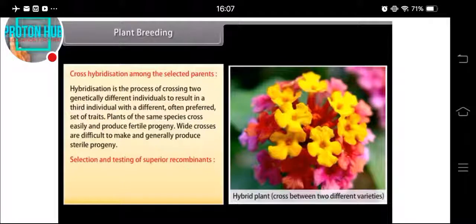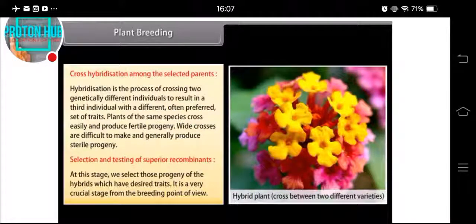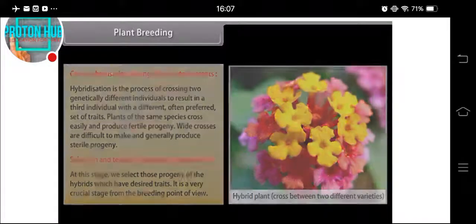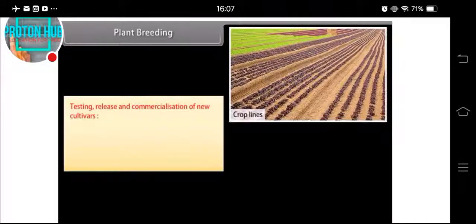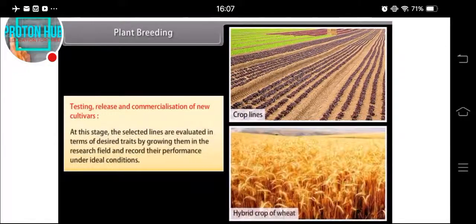Selection and testing of superior recombinants. At this stage, we select those progeny of the hybrids which have desired traits. It is a very crucial stage from the breeding point of view. Testing, release, and commercialization of new cultivars. At this stage, the selected lines are evaluated in terms of desired traits by growing them in the research field and record their performance under ideal conditions.